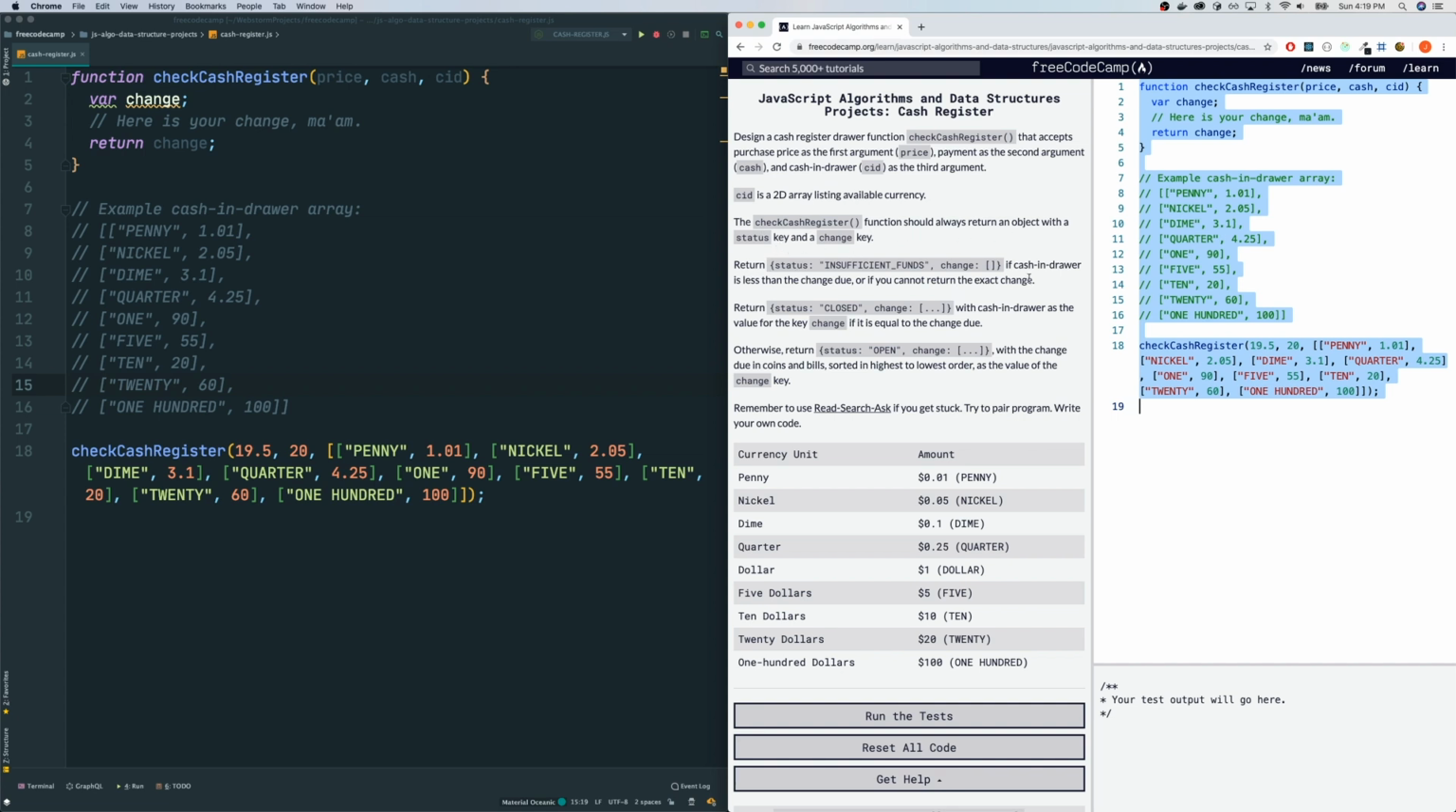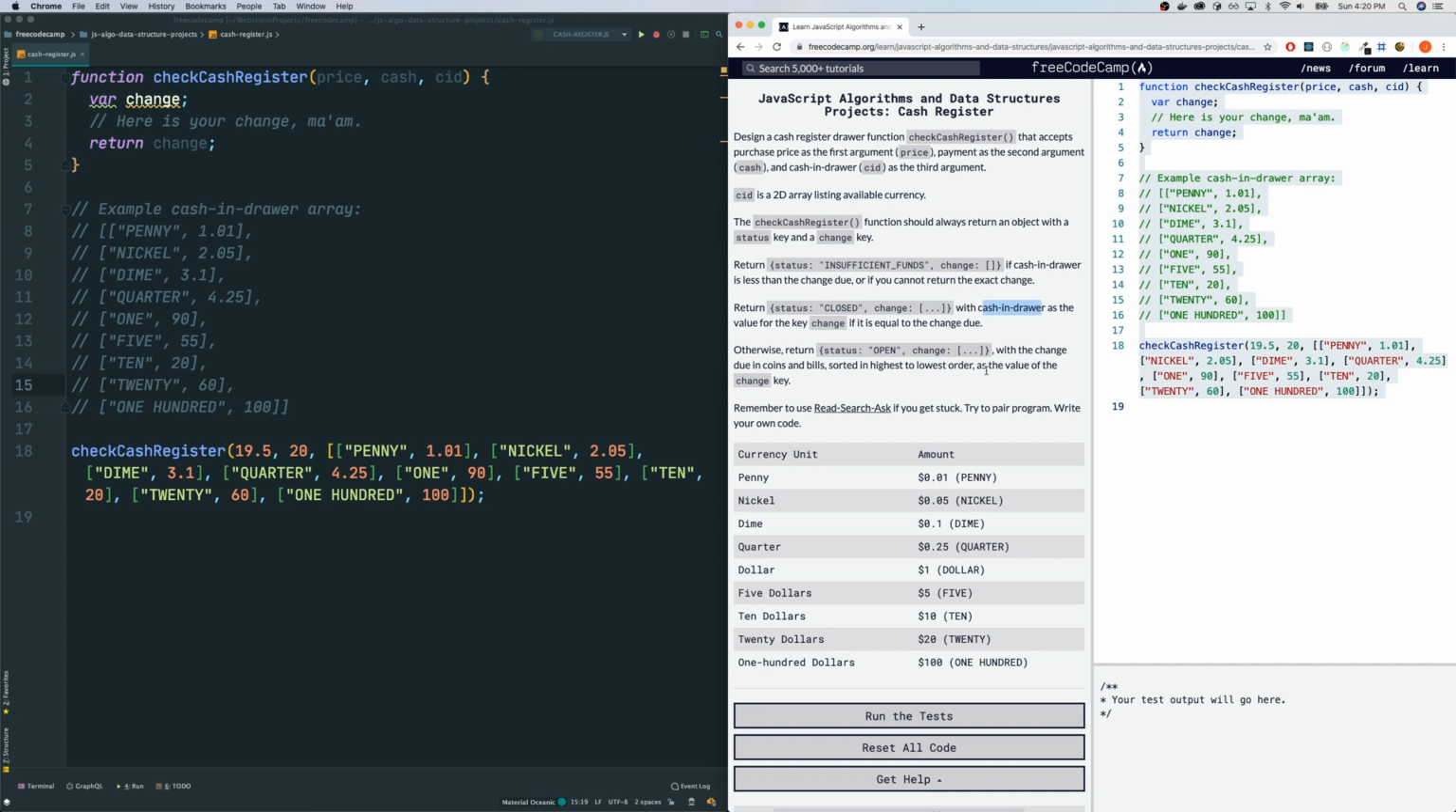Return this if cash-in-drawer is less than the change due, or if you cannot return the exact change. Return this with cash-in-drawer as the value for the key change if it is equal to the change due. So this is kind of important right here. If we have exactly the amount that they are asking for in change, then we give them back the CID, pretty much. With CID, cash-in-drawer, as the value of the change, if it is equal to the change due, okay? This is important. It'll come back later.